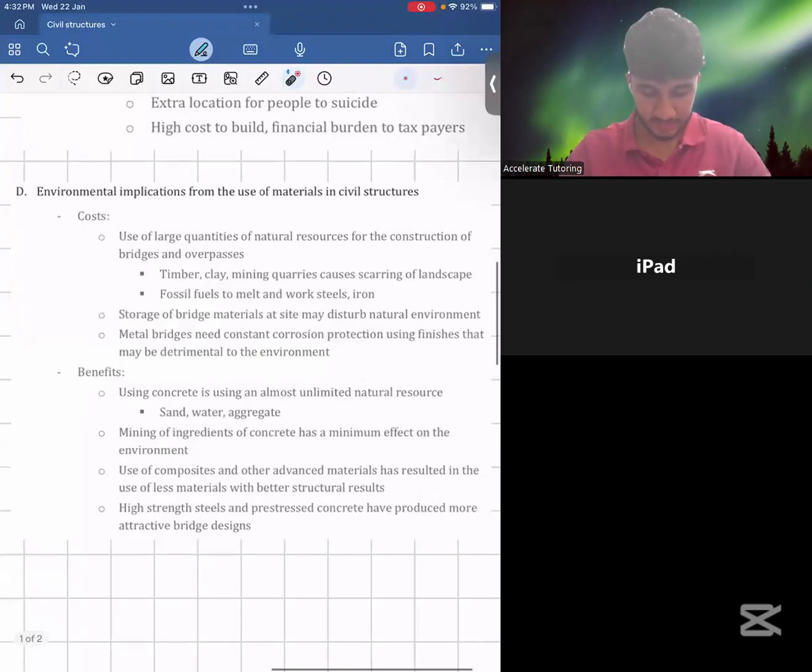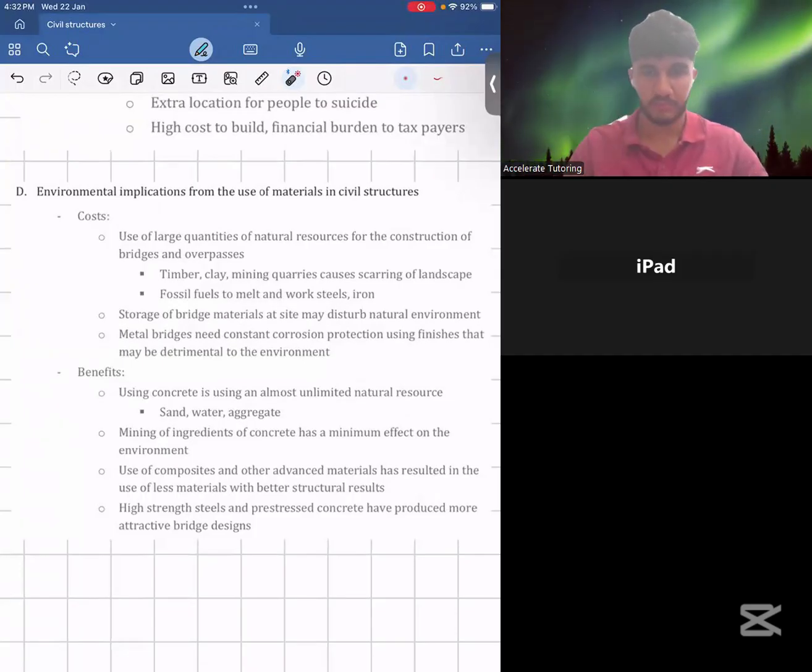Now in regards to benefits, using concrete is using an almost unlimited natural resource: sand, water, aggregate. Also, concrete requires minimum maintenance, so it won't really require, for example, the corrosion protection, which does damage the environment. Mining of ingredients of concrete has a minimum effect on the environment. That's another thing to consider since it's just sand, water, and aggregate. Use of composites and other advanced materials has resulted in the use of less materials with better structural results. High-strength steels and pre-stressed concrete have produced more attractive designs. So those are some benefits.